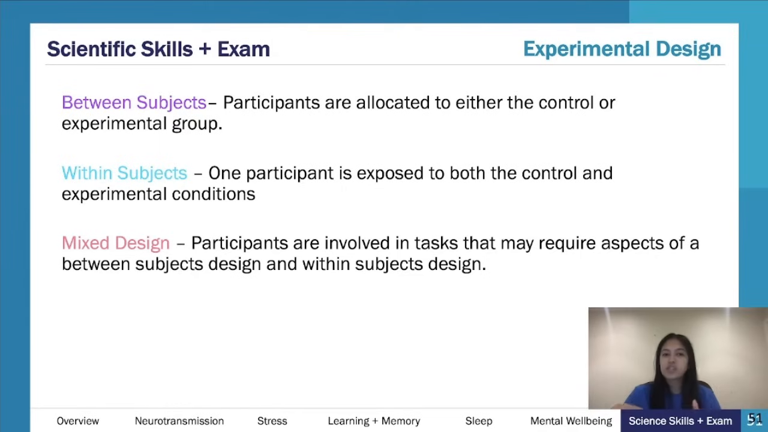Mixed design is just what it sounds like. You've got elements of both. So maybe there are parts of it where some of the subjects are in mutually exclusive different conditions, whereas for some parts or some tasks, they do the same thing, or they are exposed again to the IV and without the IV. So it'll tell you, and you just have to pick up whether they're separated the whole time, whether they're together the whole time, or whether it's a little bit of a mix of both.